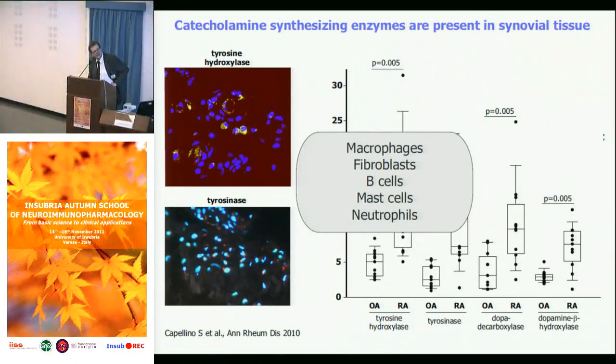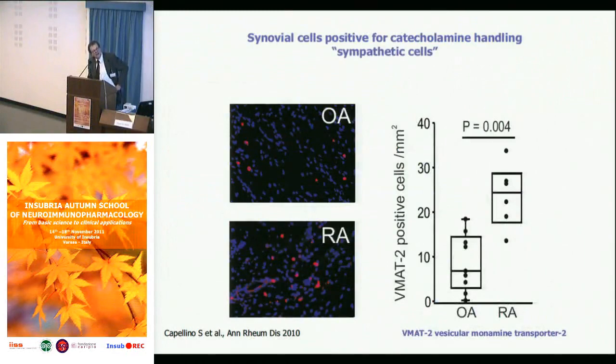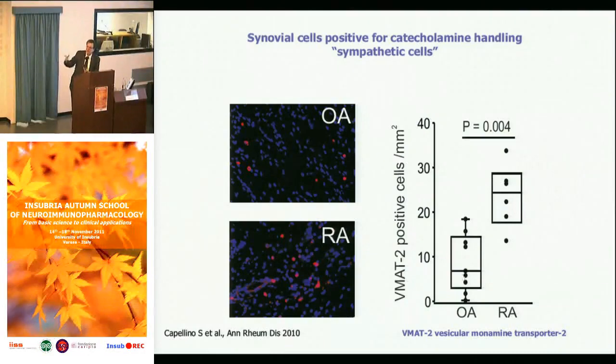So, take another marker of sympathetic cells: the transporter for catecholamines, which is the vesicular monoamine transporter, VMAT type 2, which transports catecholamines from the outside to the inside. And you see also, using this marker, the red cells, and in the staining we have higher levels of these cells compared to osteoarthritis. It's not only the synthesis machinery, but also the uptake machinery.